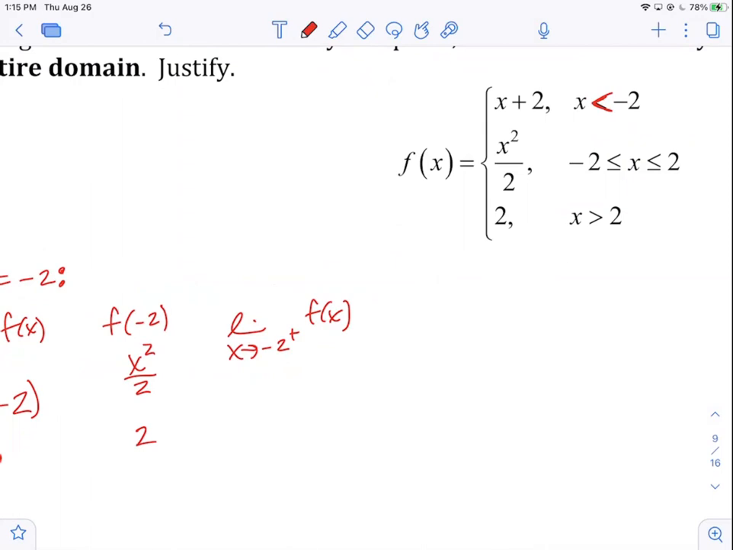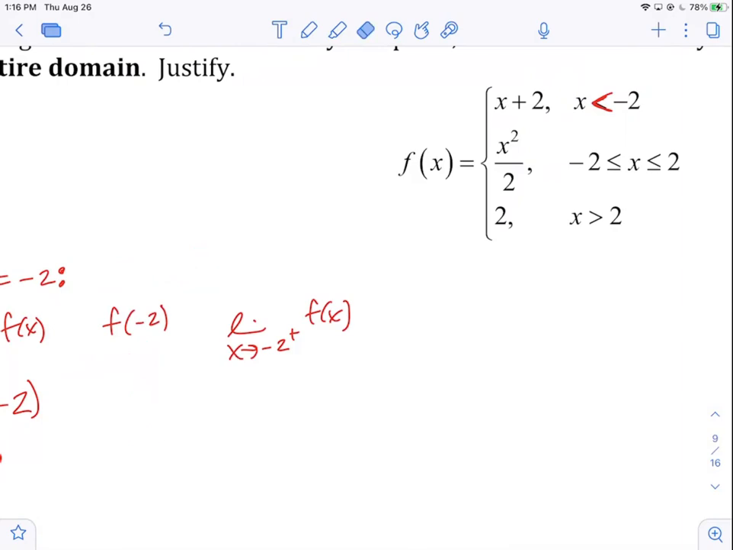f of negative 2 is not x squared over 2. So I wouldn't put that at all. If you want to put above there, like f of x equals x squared over 2, you can. But less is more in this case.